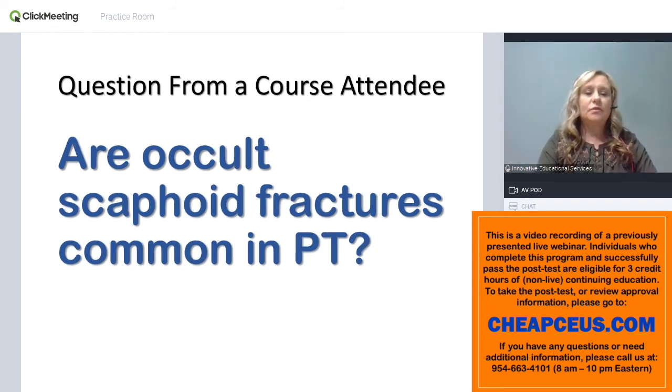Are occult scaphoid fractures common in PT? Occult just means that the fracture is not seen on X-ray examination. Not that it isn't suspected, but they may not come in specifically with the diagnosis of scaphoid fracture. How often unconfirmed scaphoid fractures are really encountered in therapy is hard to say. I didn't come across any specific data that identified that.